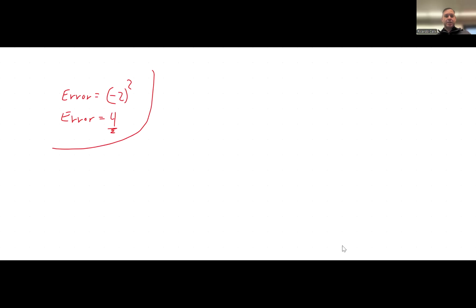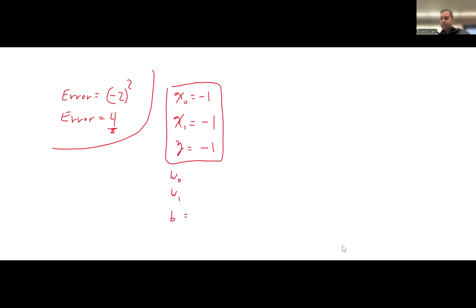So we're going to say that x0 is -1, x1 is -1. Okay. Y, the real value, the label, is -1. Have that. And the W's, W0, W1, and B are going to be the following. So B is 1, W1 is 1. Those are the same, right?